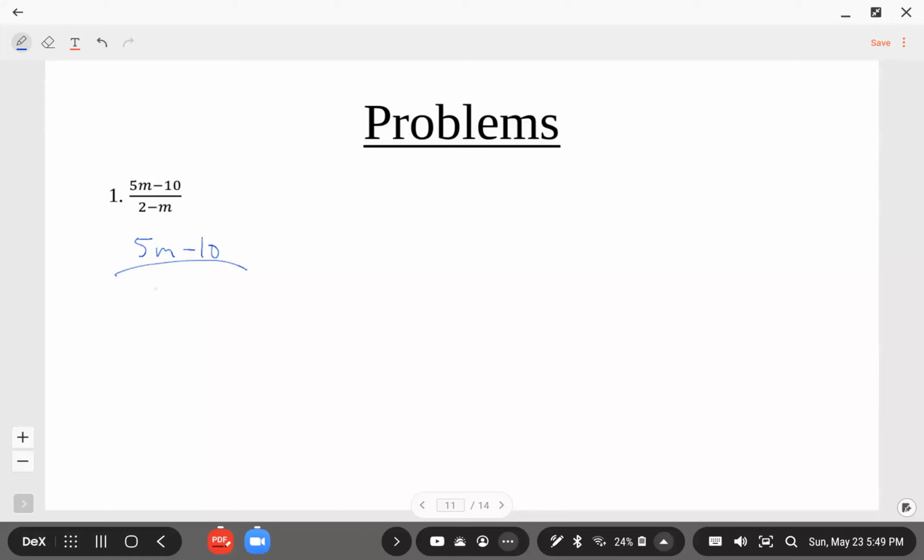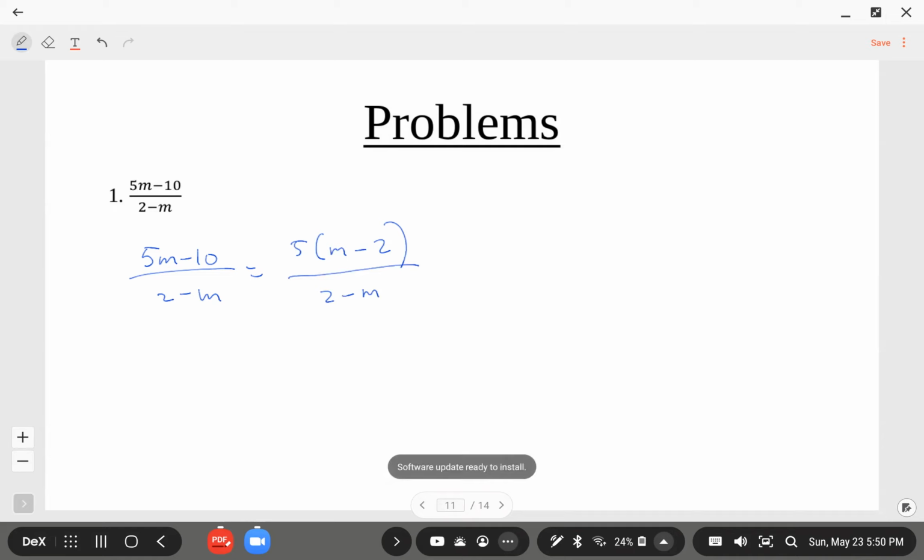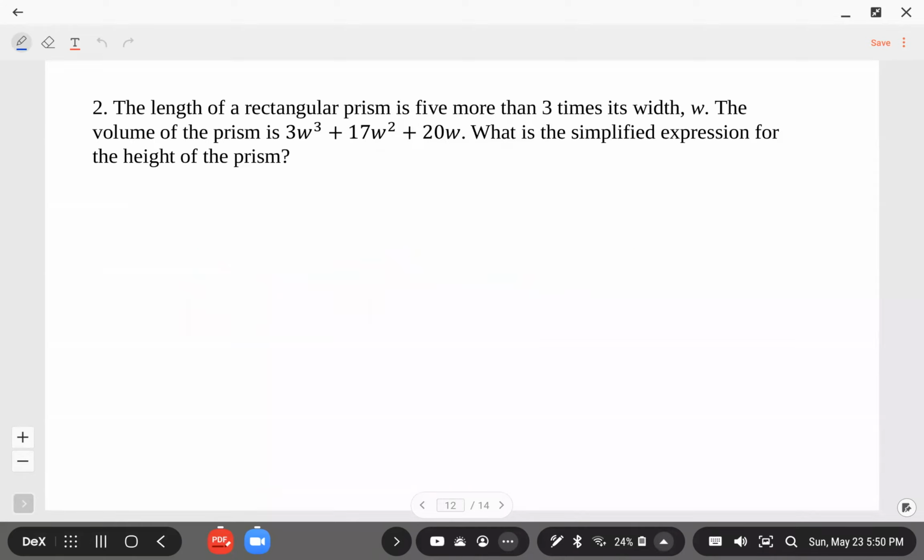5m minus 10 over 2 minus m. Okay, what do we do here? Factor first. 5 times m minus 2 over 2 minus m. Okay, and then we just do negative 5 times 2 minus m over 2 minus m. It's just negative 5. All right, you're done here.